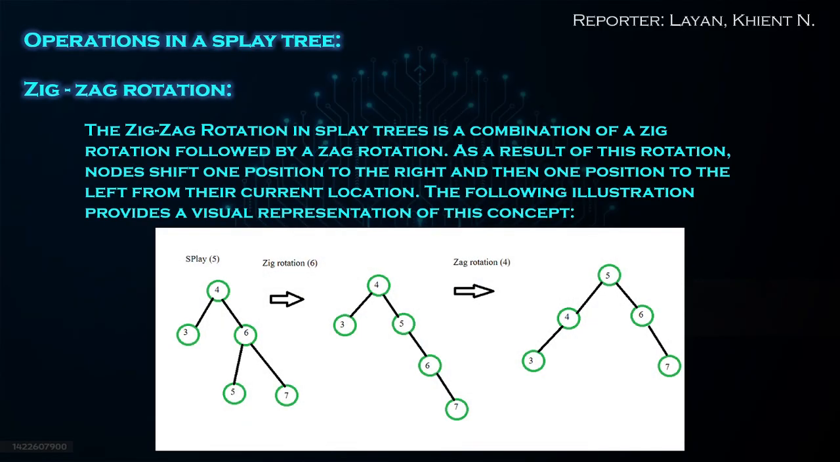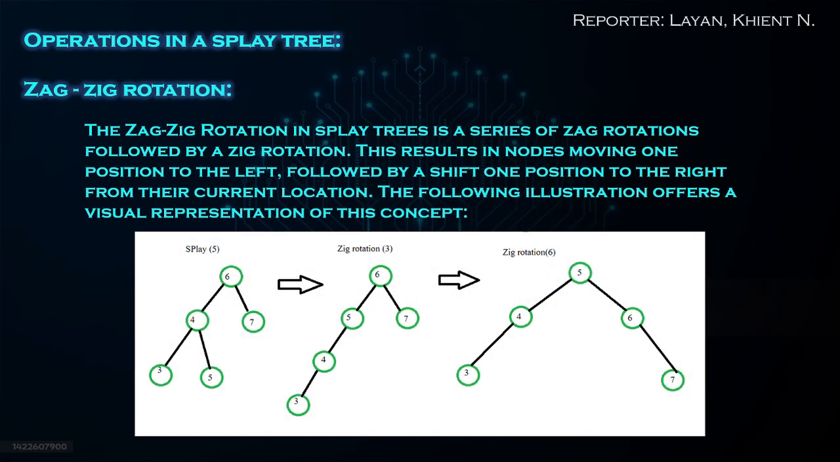Next rotation in splay tree, the zigzag rotation, is just simply the combination of zig and zag rotation. Means go to the right, then go to the left. Look at the example, we're going to splay the node 5. In the example, our root is the node 4, the children are the node 3 and the node 6. The node 6 is also the parent of the node 5 and node 7. First, the node 5 rotates to the right, then the node 5 becomes the parent of the node 6, and the node 7 is still going to be the child of the node 6. Then the node 5 rotates to the left, and finally it becomes the root. And that's how the zigzag rotation works.